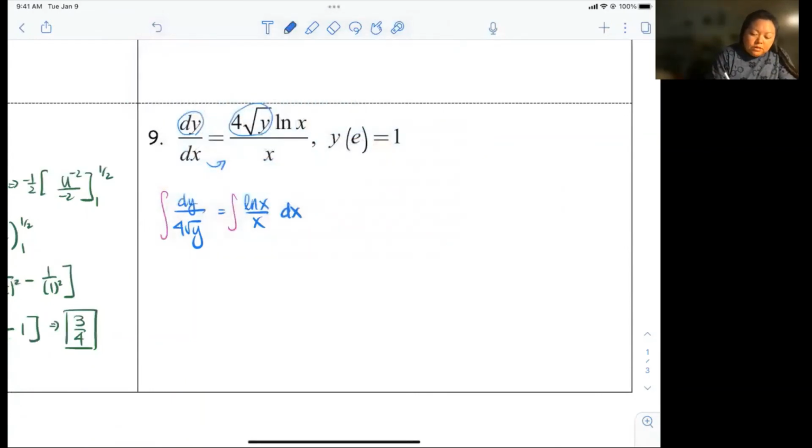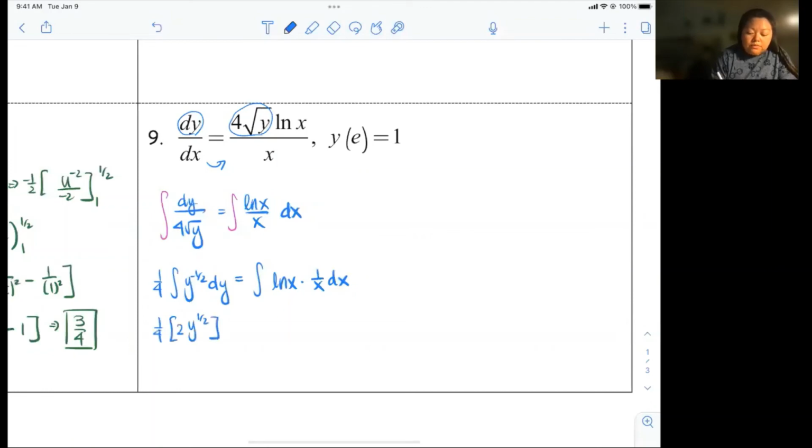So I rewrite this as 1/4 integral of y to negative 1/2 power dy, right? Any coefficient can go outside. And this right-hand side, I'm going to rewrite it as natural log of x times 1 over x dx. Okay. So why am I doing that? On the left-hand side, you can look at it, it is just simply power rule here. This is the y to negative 1/2. So you can use power rule there to go ahead and solve for that. You get 1/4 y to the positive 1/2 times the reciprocal of 2.